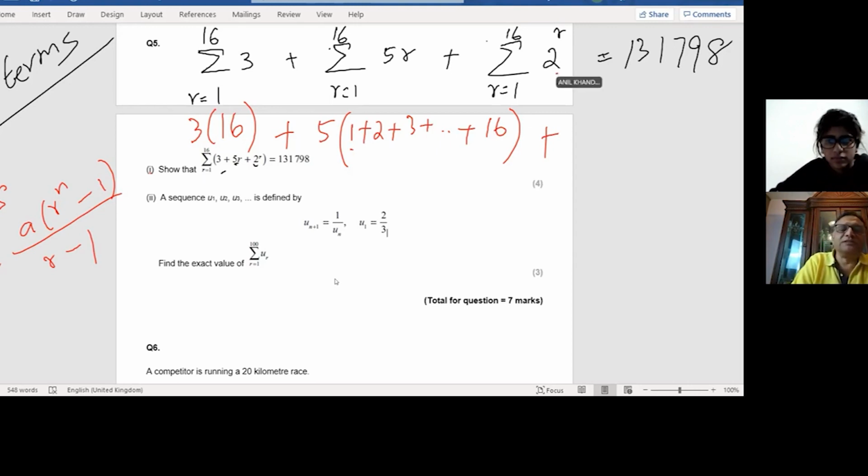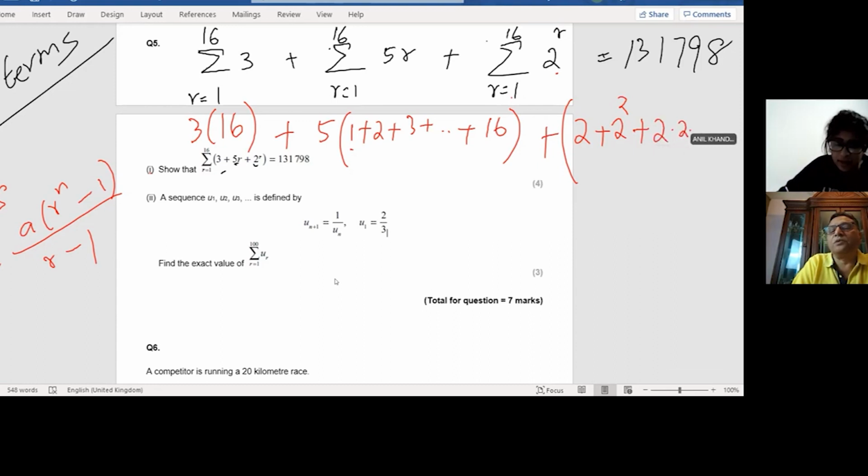This series is, let me write it down, 2 plus, this is for 2 to the power of 1, then 2 squared, which is 2 times 2, then 2 times 2 times 2, that is 2 to the power of 3, up to 2 to the power of 16. Is that clear to you? So the number of terms is how many? 16, right? Each is being multiplied by 2 and the first term is 2.